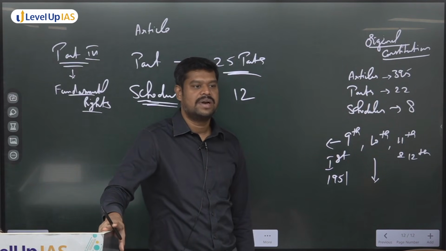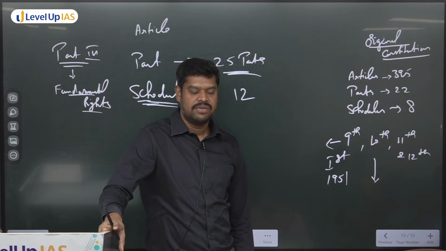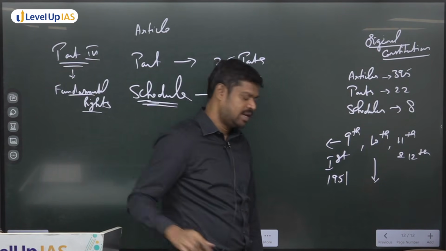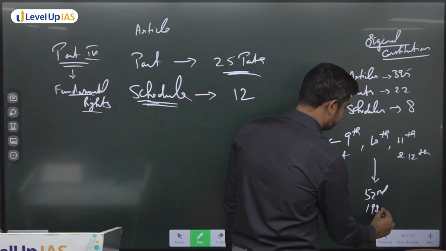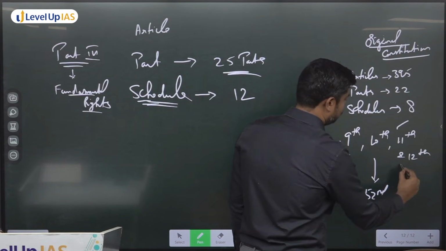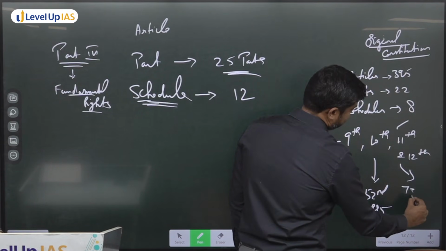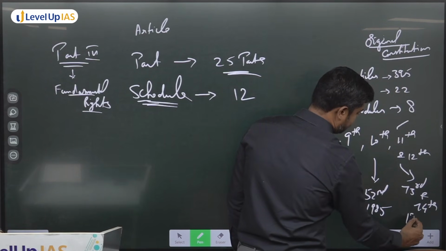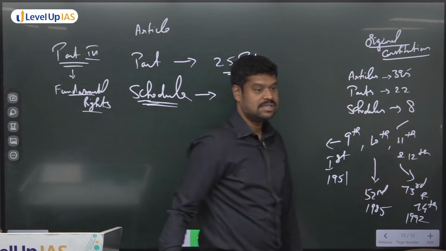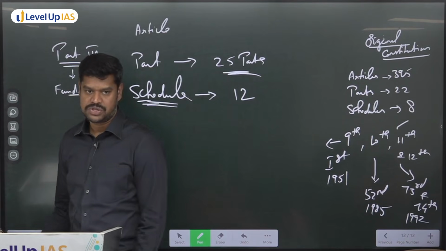The 10th Constitutional Amendment Act was inserted by the 52nd Constitutional Amendment Act, 1985. The 11th and the 12th were inserted by the 73rd and the 74th Constitutional Amendment Acts in 1992. So sometimes this itself can be asked in the prelims examination.